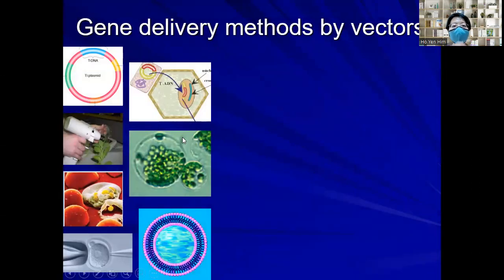So let's talk about gene delivery. Gene delivery methods by the vectors. So there are many different types of vectors that we can use to deliver the gene to the recipient organism or recipient cell. So we can use plasmid, right, to deliver a gene to a bacteria. So this is a plasmid here. So we can put whatever gene that we want to deliver. We cut and paste this gene to this plasmid and we transfer this plasmid to the bacteria.